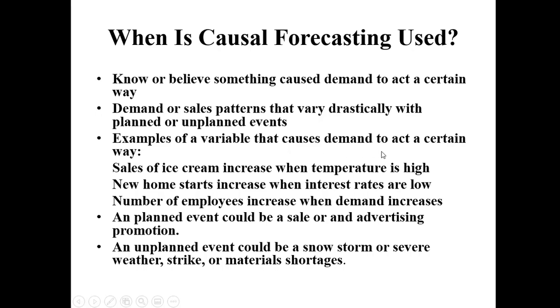Example of a variable that causes demand to act a certain way: sales of ice cream increase when temperature is high. So the sale of ice cream will be going up when the centigrade is going up. Now the sale of ice cream and the centigrade are two variables. When one is going up, the other is also going up. When one is going down, the other is also going down. But in some specific scenarios, these two variables will not behave the same.